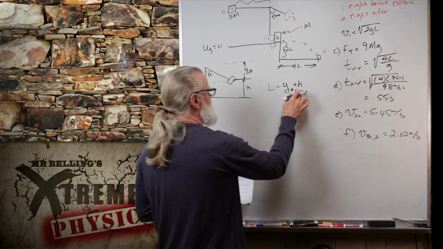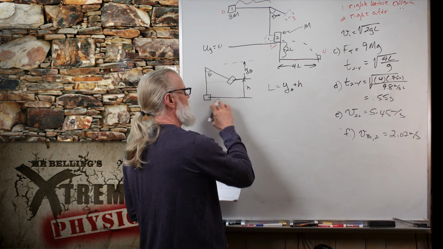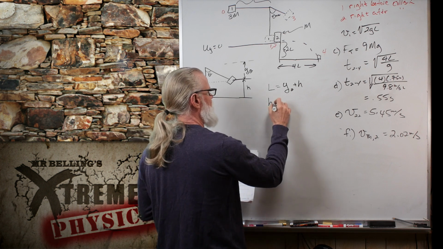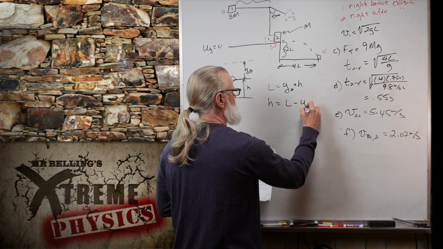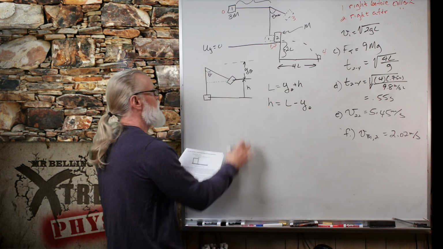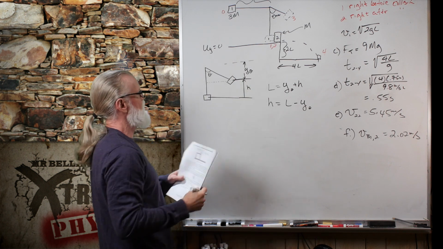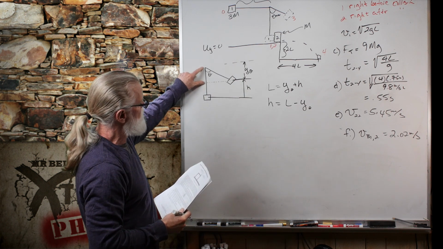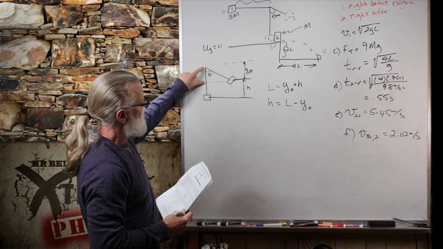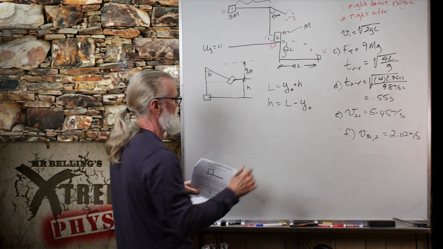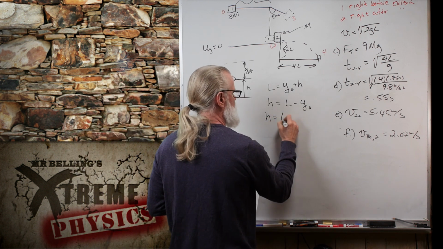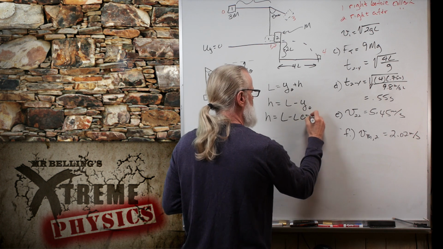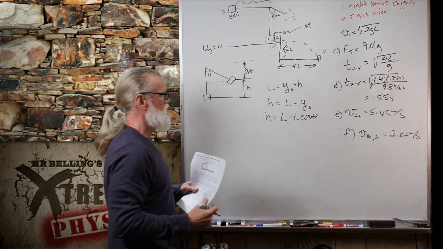And I really want to know what h is. I'm going to want to know how high this thing went. So I'm going to say, okay, h equals L minus y sub theta. But what is y sub theta? That is the adjacent side of this right triangle right here, which is just going to be L cosine of theta. So h equals L minus L cosine of theta, like that.